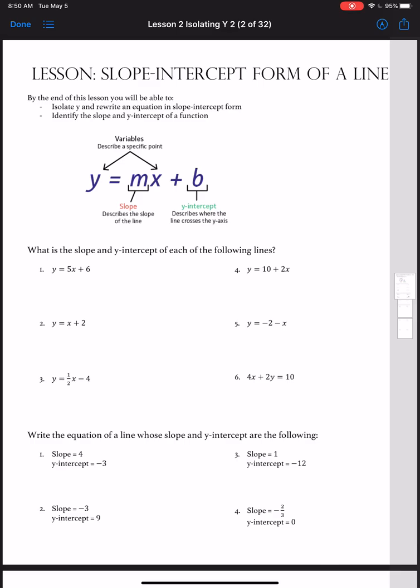So by the end of this lesson, you will be able to isolate y and rewrite an equation in slope-intercept form, and you'll be able to identify the slope and y-intercept of a function after doing so.